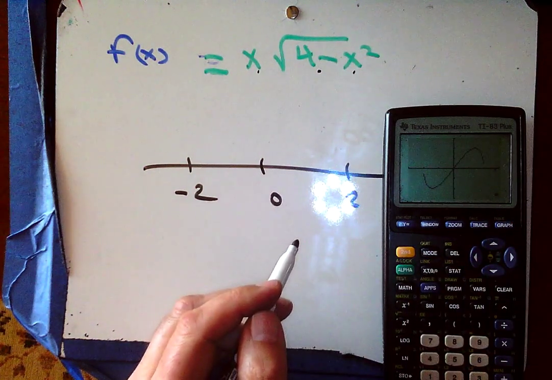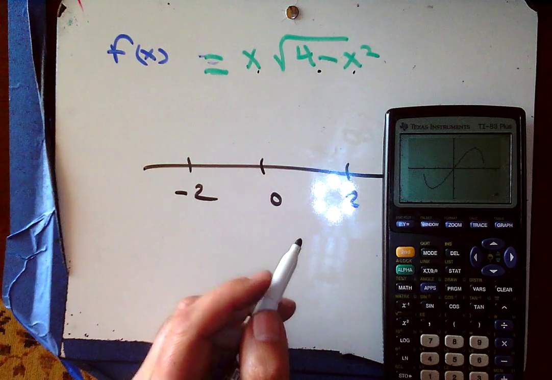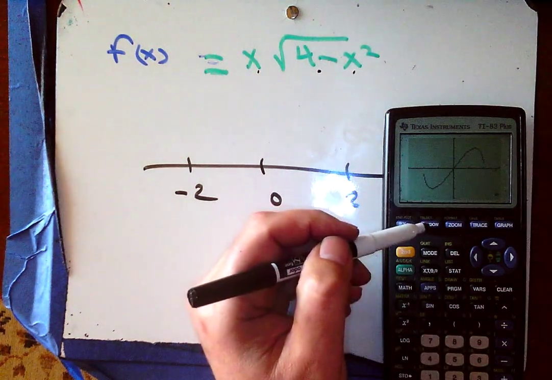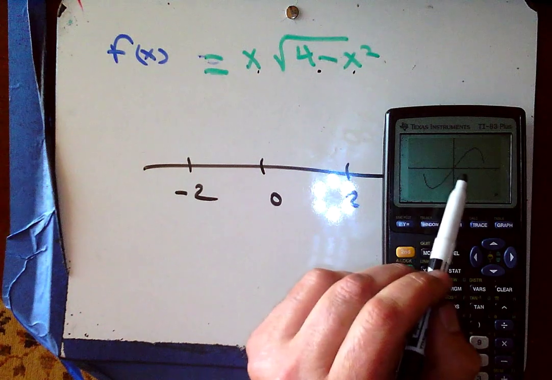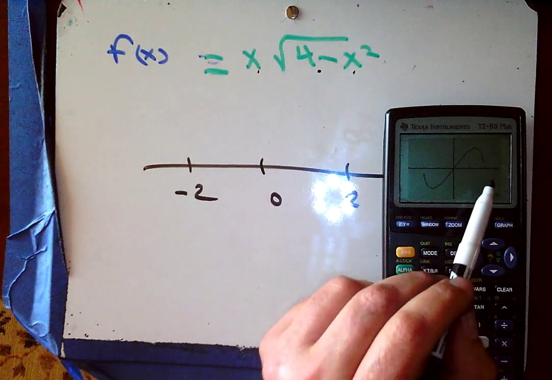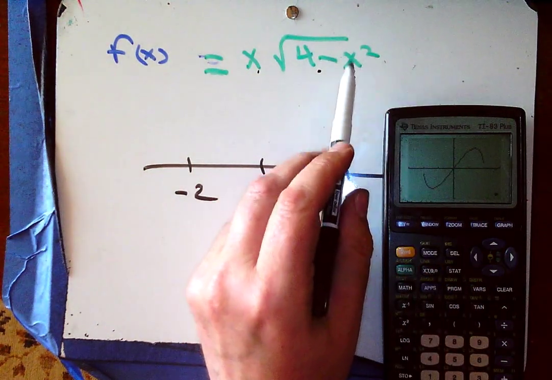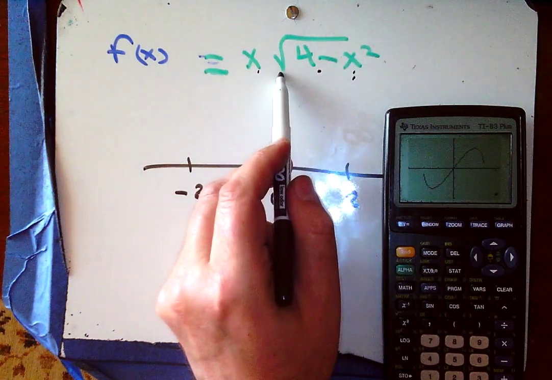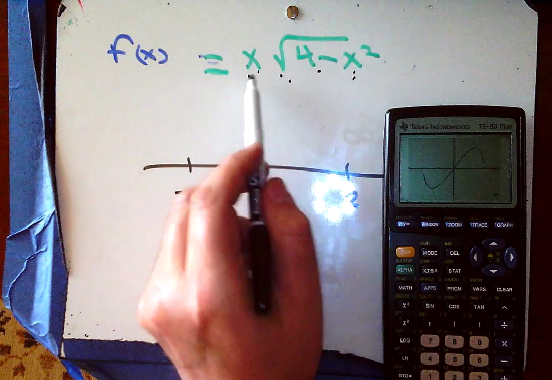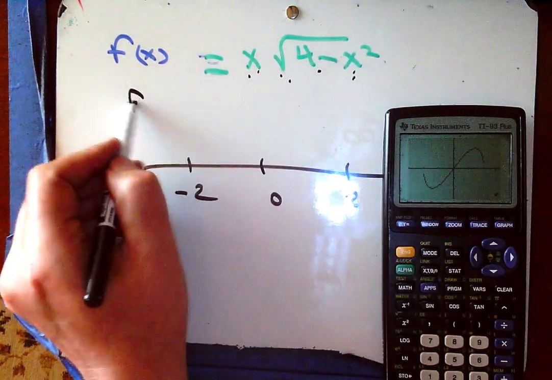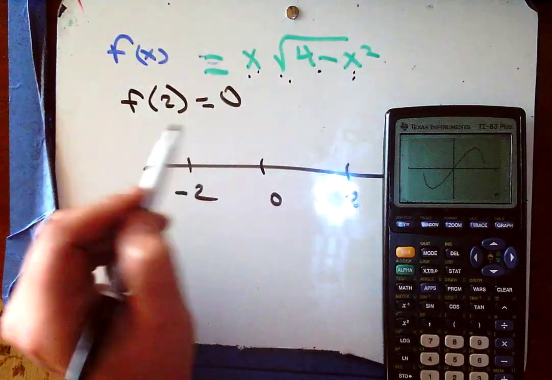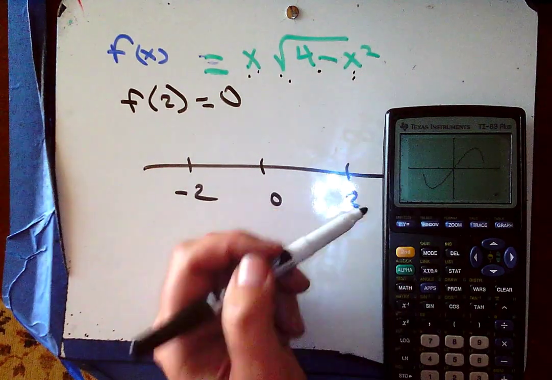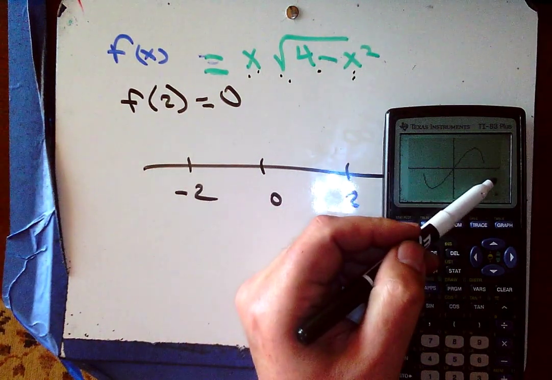Okay. So I still see a gap. Well, I want to ask you a question. If I plug in a 2 into this function, 2 squared is 4, 4 minus 4 is 0, square root of 0 is 0, 0 times 2 is 0. F of 2 equals 0. This function has a value at 2. There's no gap.